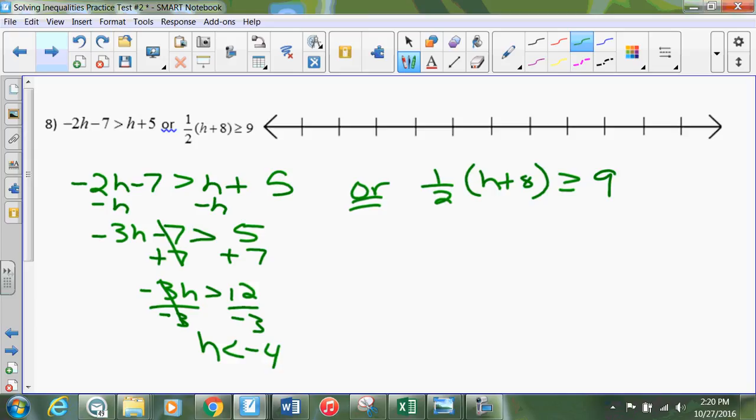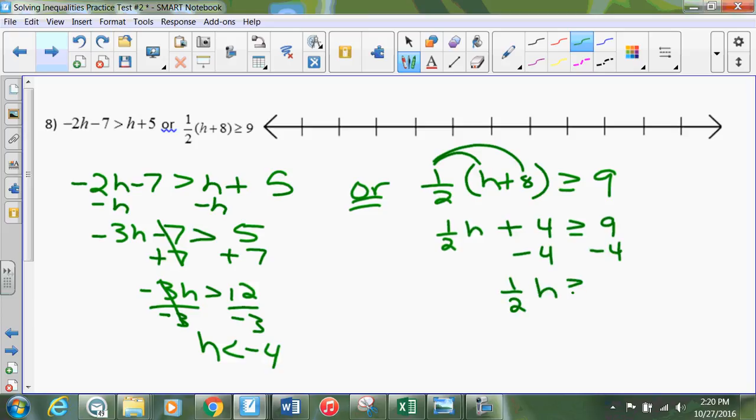We have a couple ways that we can do this. We can distribute the 1/2. And in fact, I'm going to do it that way. That's a safe way to do it. We're going to distribute: 1/2 times h is 1/2 h. Then 1/2 times 8 is 4. Then we're going to get rid of the 4. So we have 1/2 h is greater than or equal to 5.